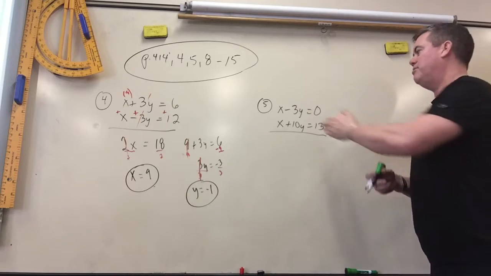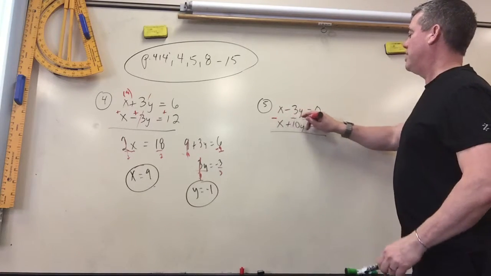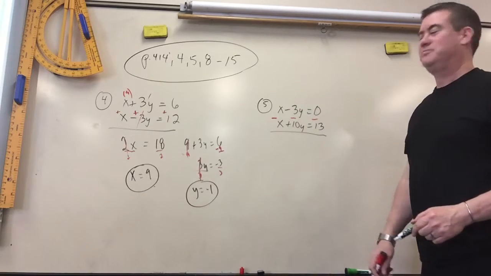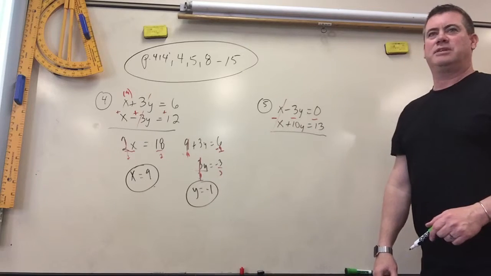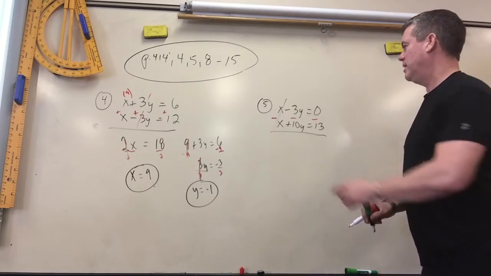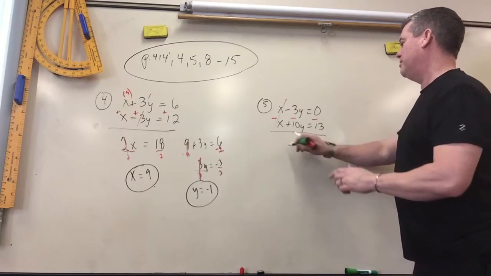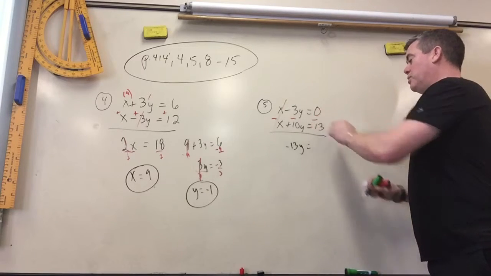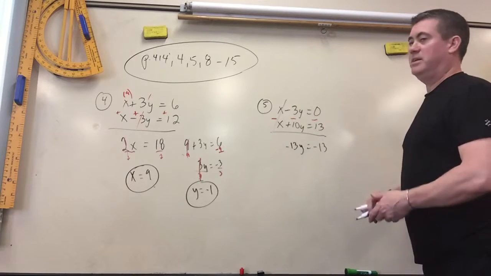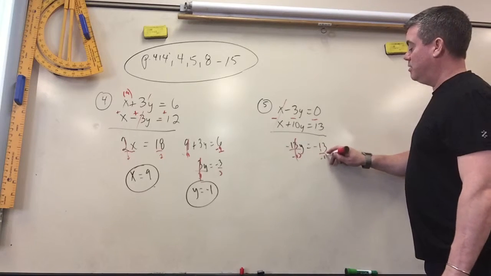So for number 5, the x's you could cancel by subtracting. So that means you do the same to the others. So here the x's would cancel. X minus x is 0. Negative 3 take away 10 is negative 13. And 0 take away 13 is negative 13. So when we divide by negative 13, we get 1.